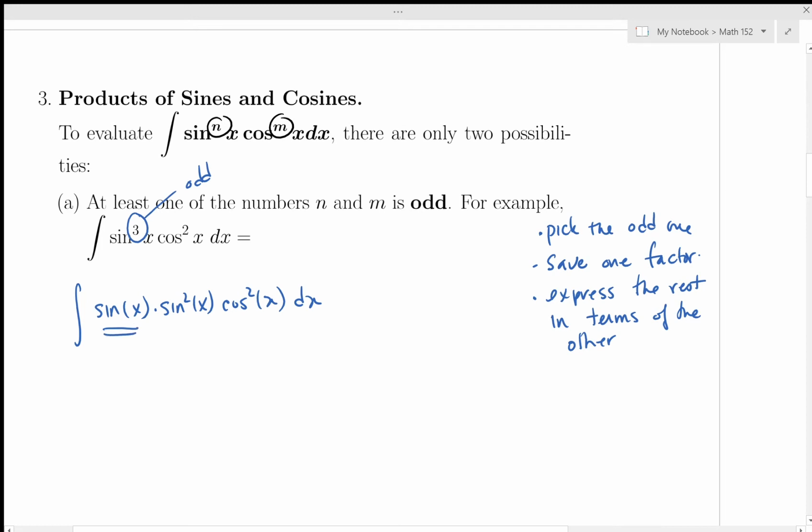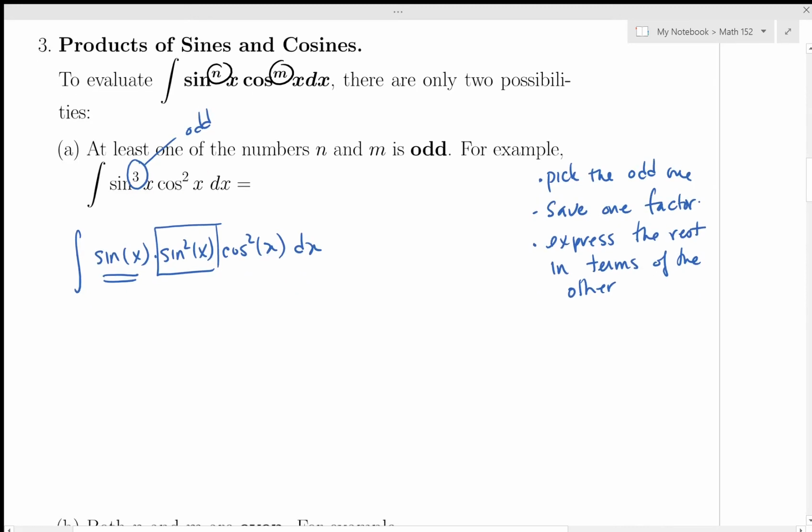Then express the rest, that is this here, in terms of the other. So I want to now express sine squared in terms of cosine squared. So I'll do that. That's going to be sine x, and then I'm taking the sine squared and expressing that as 1 minus cosine squared, and then I still have that cosine squared. Perhaps now you can see why this strategy is going to work.